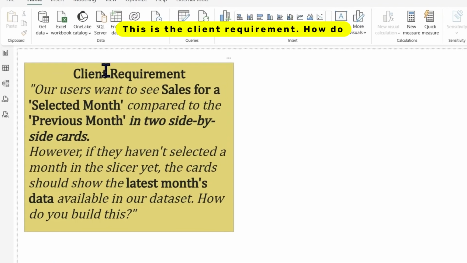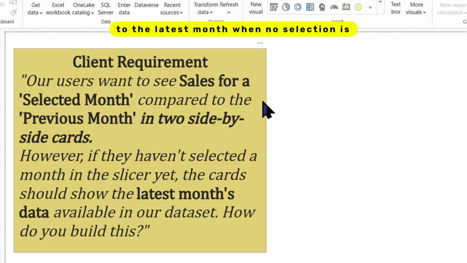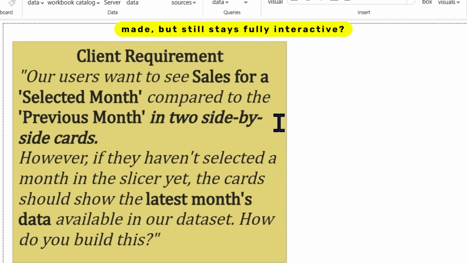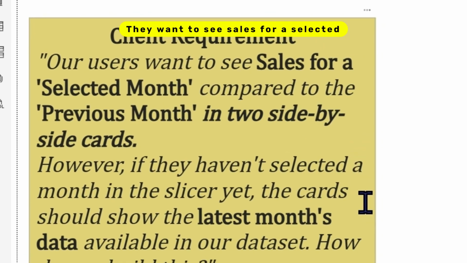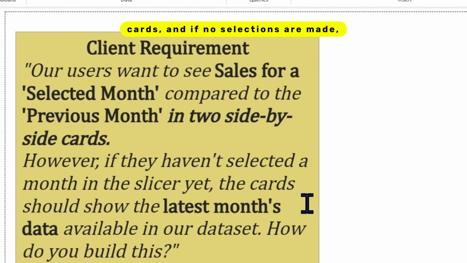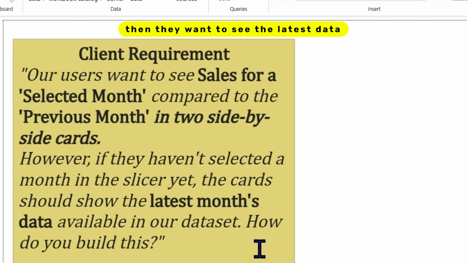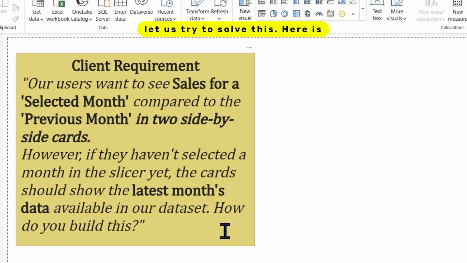This is the client requirement. How do you build a Power BI report that defaults to the latest month when no selection is made, but still stays fully interactive? That is what the client wants, right? They want to see sales for a selected month versus previous month side by side cards. And if no selections are made, then they want to see the latest data rather than the blank cards, right? So let us try to solve this.